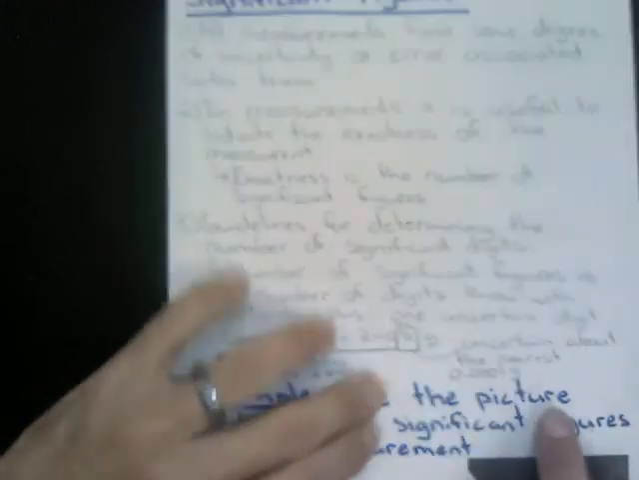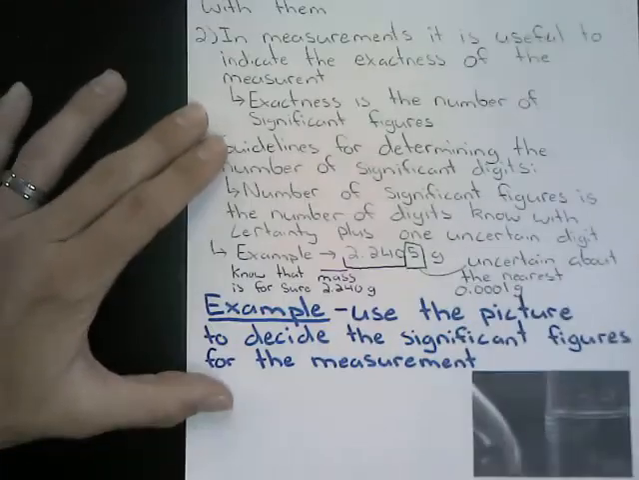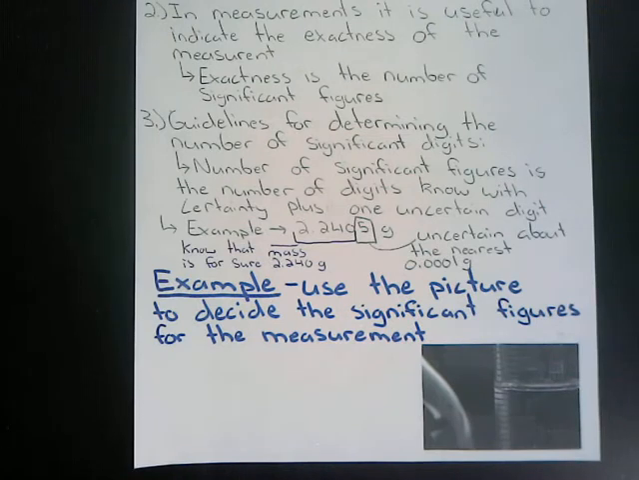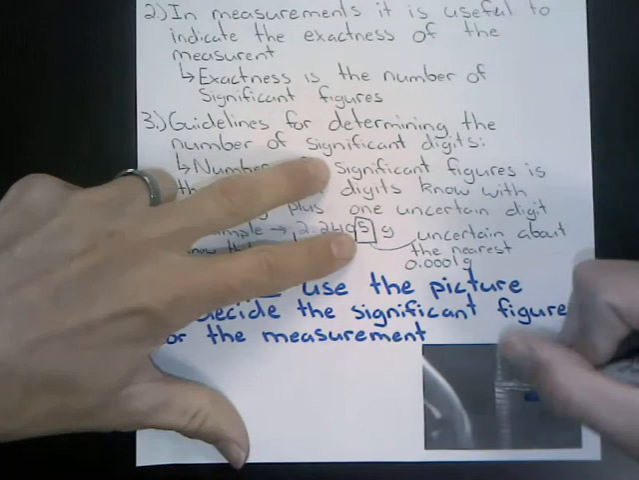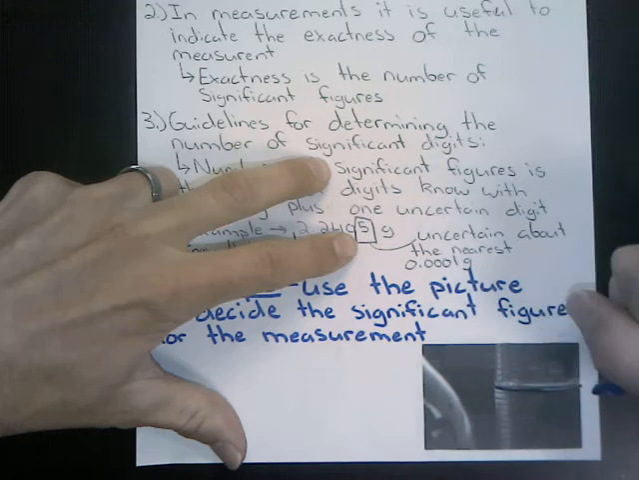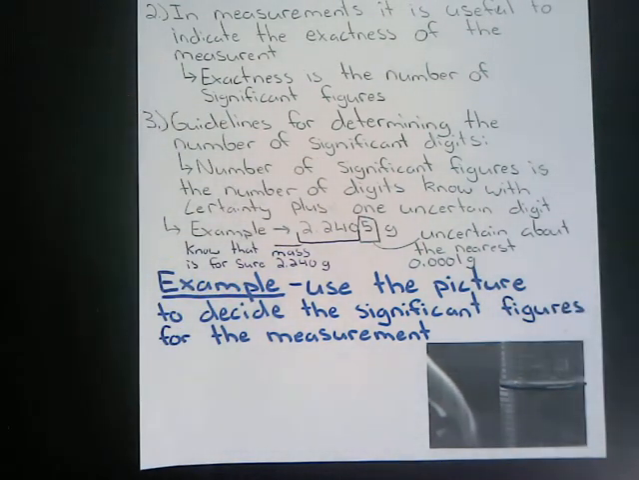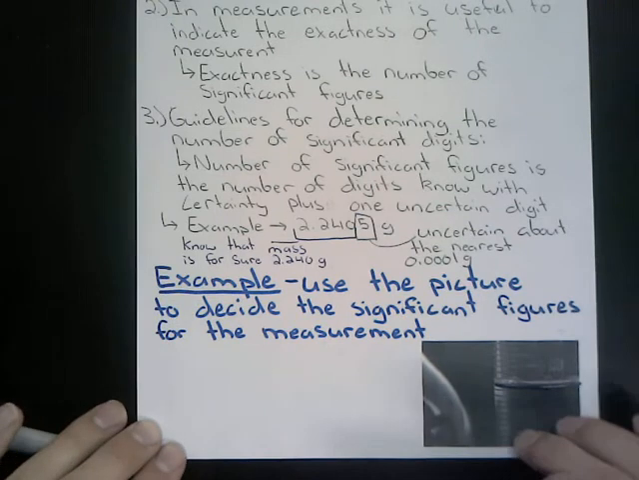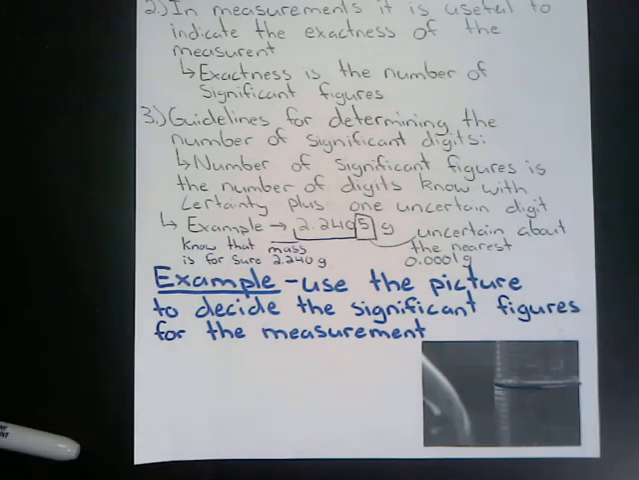uncertain digit there. Okay, so let's go through an example, and I'll have to walk you through this a little bit because it turned out darker than what I thought. Okay, so what we have here is our graduated cylinder, and I darkened this in, but I'm going to guide you through this. So the graduated cylinder is regulated or has marks every 1 millimeter.